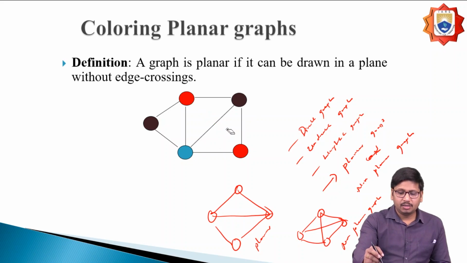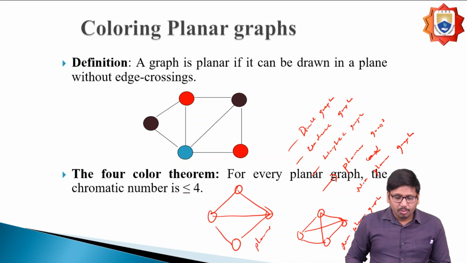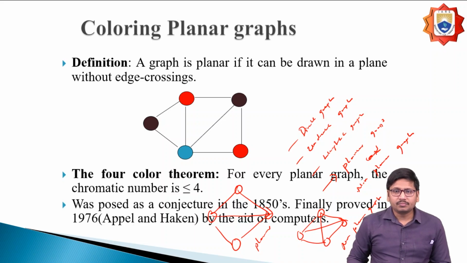Normally this four color theorem is applied for every planar graph with chromatic number less than or equal to 4. So for any kind of graph, at most four colors are needed to color it, but according to the four color theorem, that is applicable only for the planar graph. It was posed as a conjecture in 1815 and finally proved in 1976 with the aid of a computer.